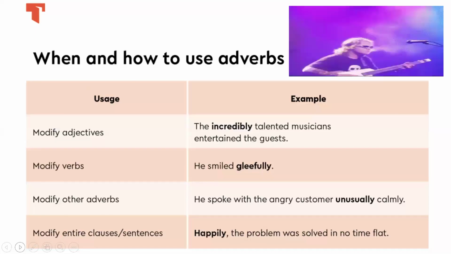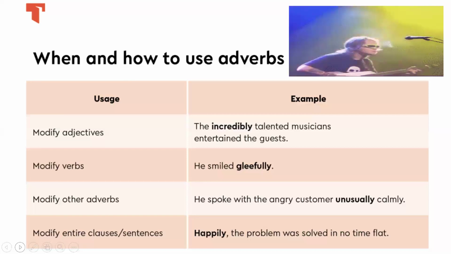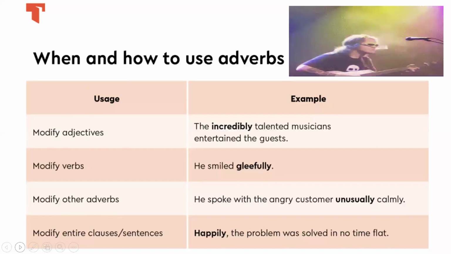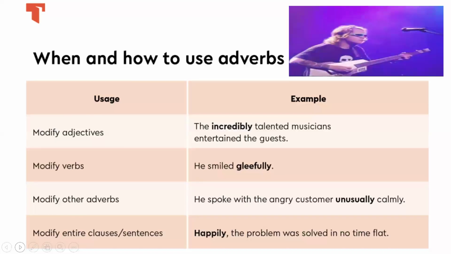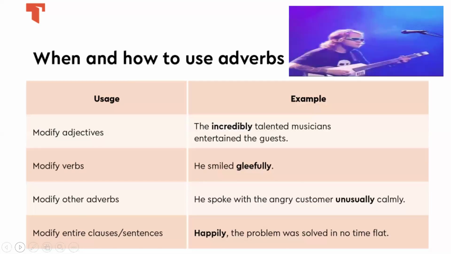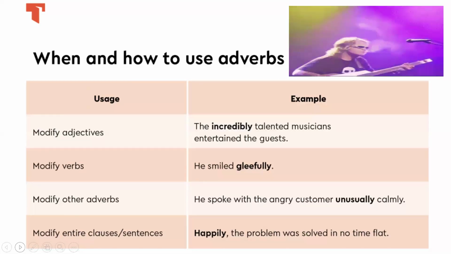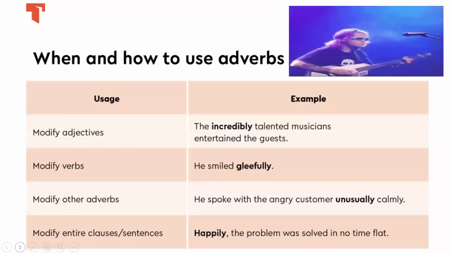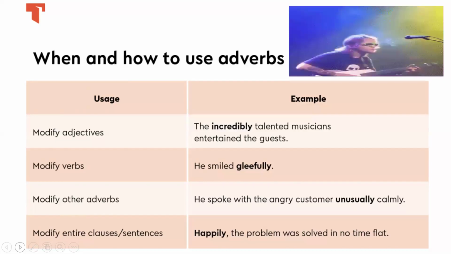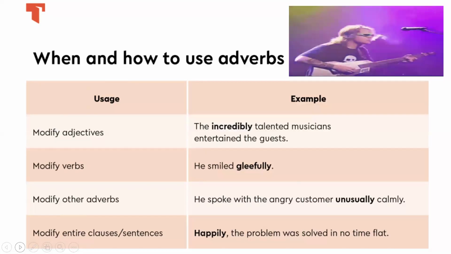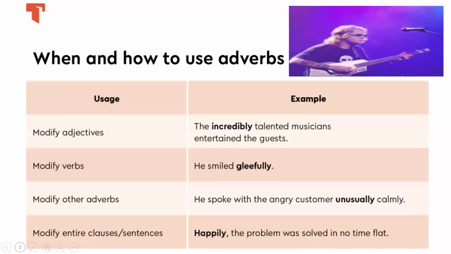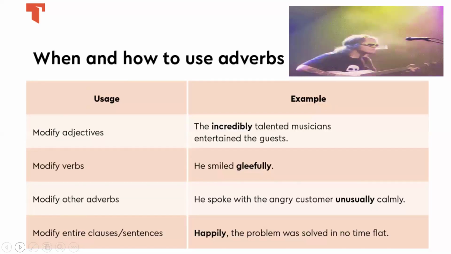Second example, modifying verbs: he smiled gleefully. Gleefully means joyfully, happily. Smiled is the verb and gleefully is the adverb. Next, modifying other adverbs: he spoke with the angry customer unusually calmly. In this case, calmly is an adverb, and unusually is also an adverb, modifying the other adverb.